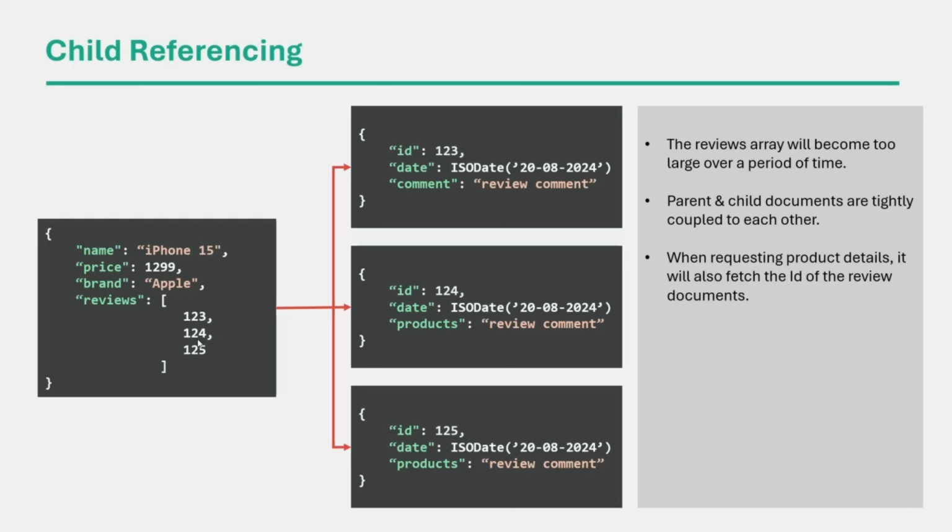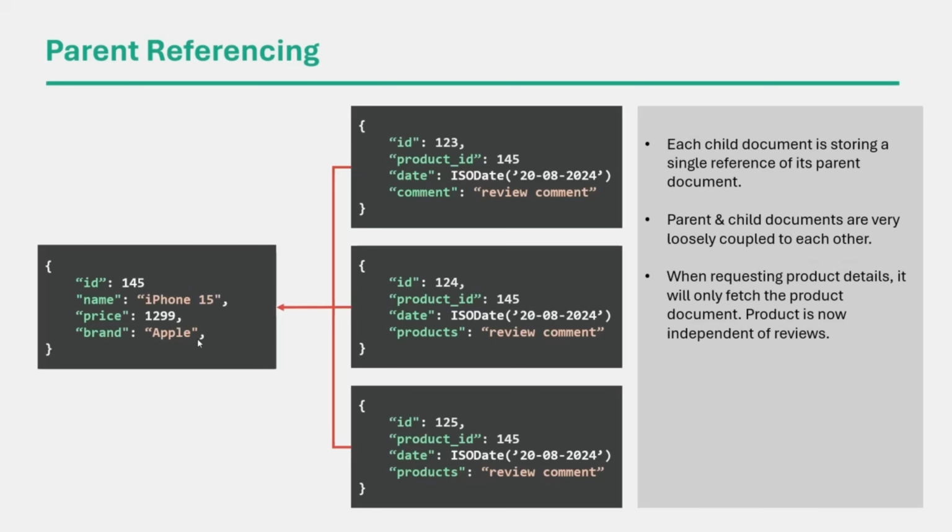So what is the solution in that case? In that case, we can use parent referencing. So the parent referencing actually works in the other way around. In parent referencing, the child document stores a reference ID of its parent document. So again, we have a product document and we have three review documents. Now, instead of storing the reference of review documents in the product document, what we are doing is in each review document, we are storing the reference of the product document for which that review was given.